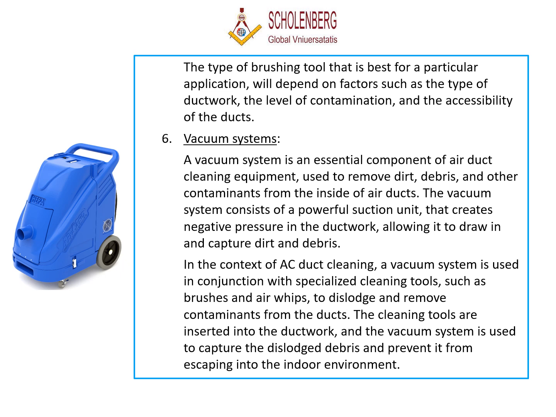6. Vacuum systems. A vacuum system is an essential component of air duct cleaning equipment, used to remove dirt, debris, and other contaminants from the inside of air ducts. The vacuum system consists of a powerful suction unit that creates negative pressure in the ductwork, allowing it to draw in and capture dirt and debris. In the context of AC duct cleaning, a vacuum system is used in conjunction with specialized cleaning tools, such as brushes and air whips, to dislodge and remove contaminants from the ducts. The cleaning tools are inserted into the ductwork, and the vacuum system is used to capture the dislodged debris and prevent it from escaping into the indoor environment.